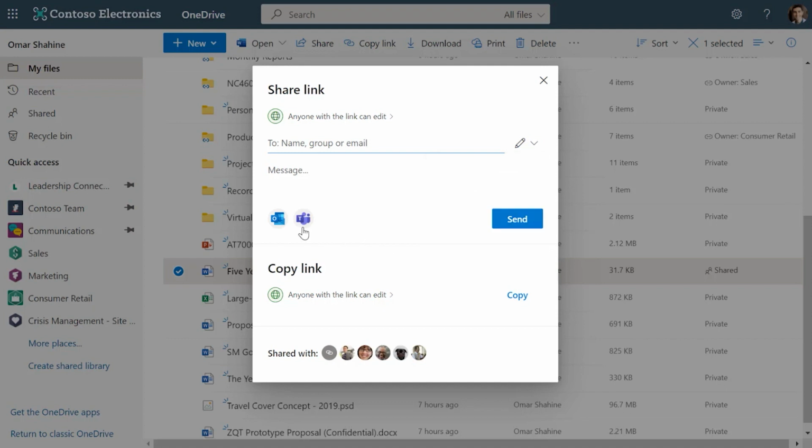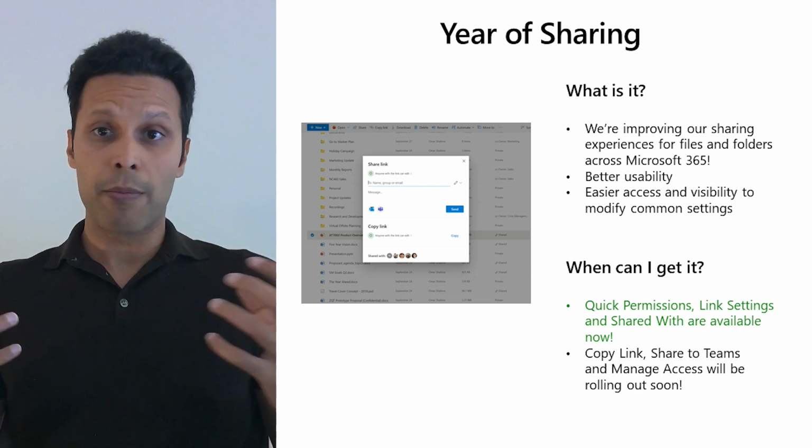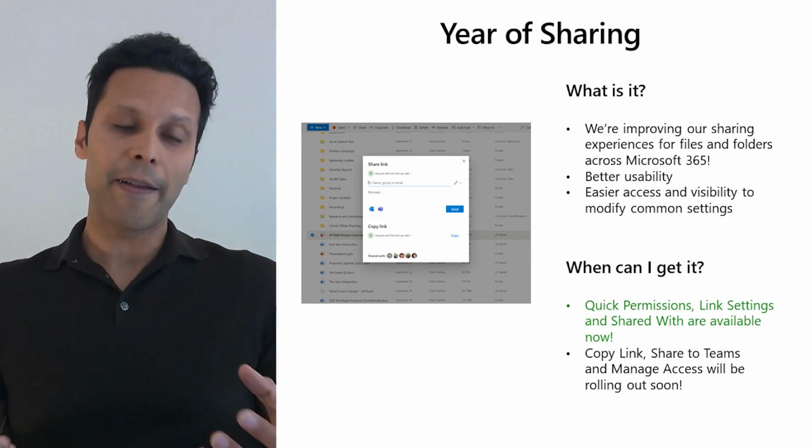We also know how important Teams is when it comes to collaboration, so we've added a new capability that allows users to share directly to Teams. And lastly, the bottom of the dialog now shows you a quick recap of who has access to your item and also makes it easier for users to jump into manage access, where you can get even more granular control over your settings.